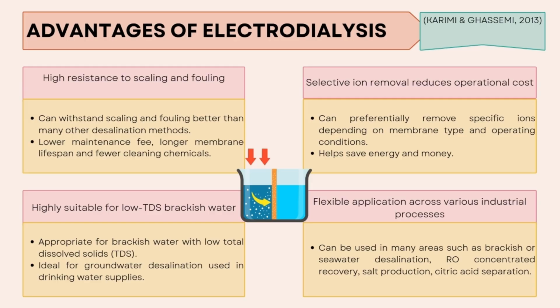Third, electrodialysis is highly suitable for low total dissolved solids brackish water. The article highlights that electrodialysis performs best in this range, making it very useful for treating brackish groundwater, especially in regions where drinking water sources are limited. And fourth, electrodialysis has feasible application across various industrial processes. It can be used in brackish water desalination, RO concentrate recovery, salt production, and even citric acid separation.